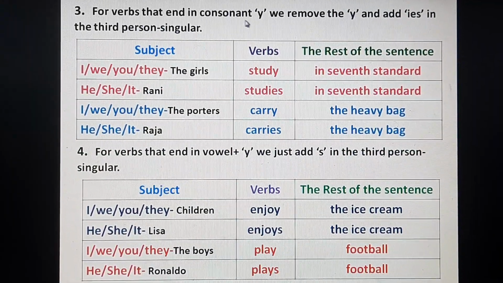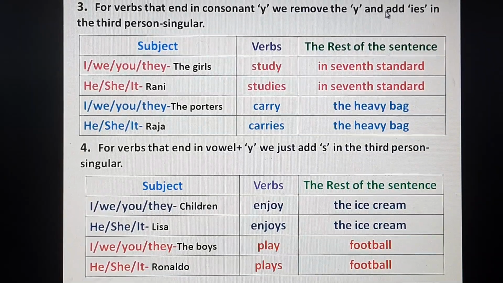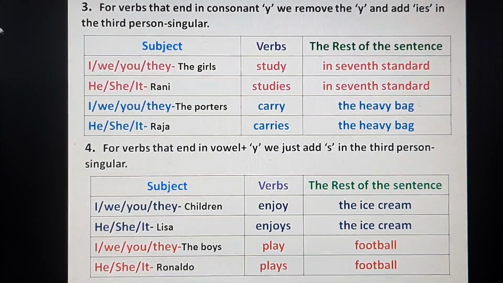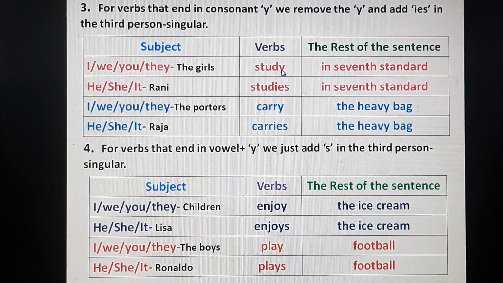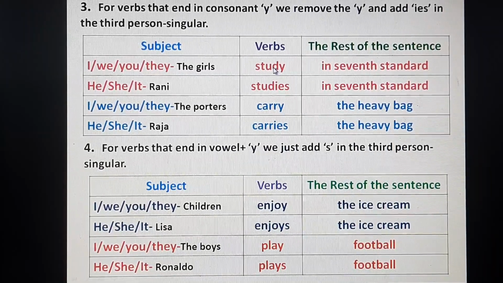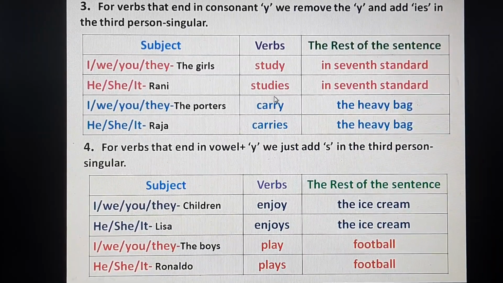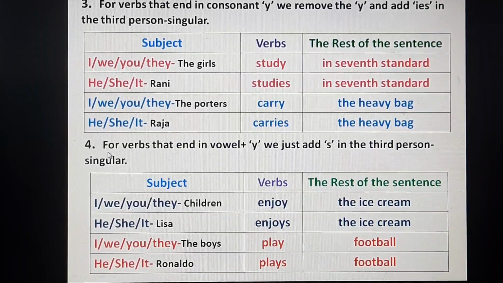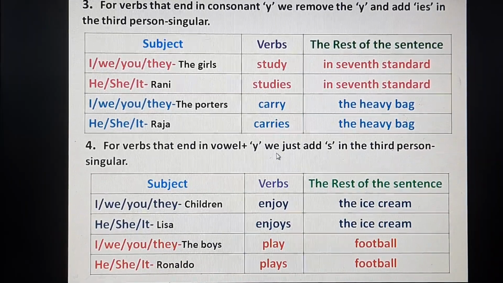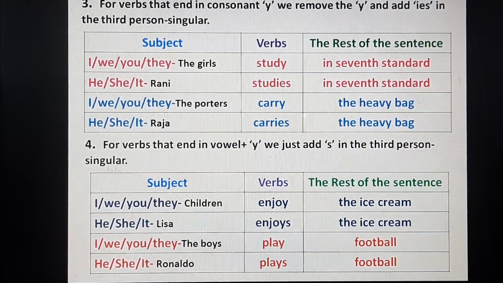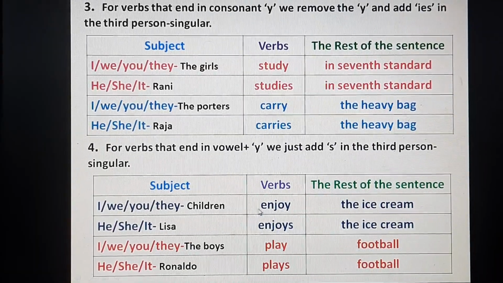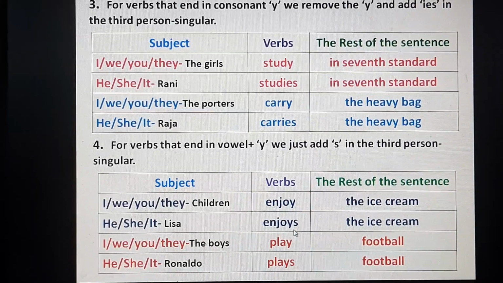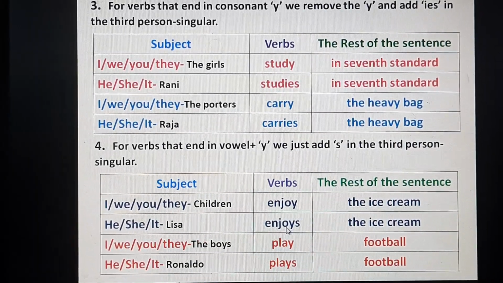Now for verbs that end in consonant plus Y, we remove the Y and add IES in the third person singular. The subject is constant. Now we have the verb study here, which ends with Y. Before that there is a consonant. So in the third person singular, your verb will change into studies. Now we have the next example. For verbs that end in vowel plus Y, we just add S in the third person singular. The verb is enjoy. It ends with Y, but there is a vowel before that. So we don't add IES. Instead, we simply add an S.